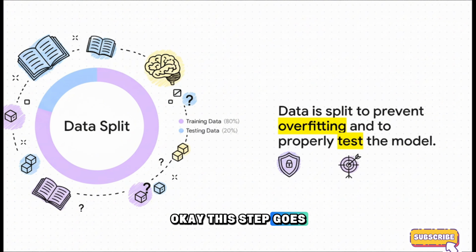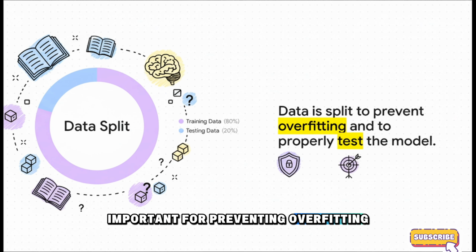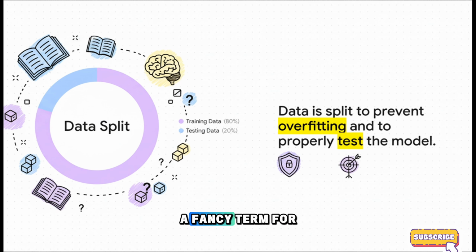Okay, this step goes right back to our textbook and final exam idea. We take our whole data set and slice off a piece, usually about 20%, and we lock it away. That's our test set, the final exam questions the model never gets to see while it's studying. The other 80% is the training set, which is the textbook it gets to learn from. This split is so important for preventing overfitting, which is really just a fancy term for when the model cheats by memorizing the answers instead of learning the concepts.